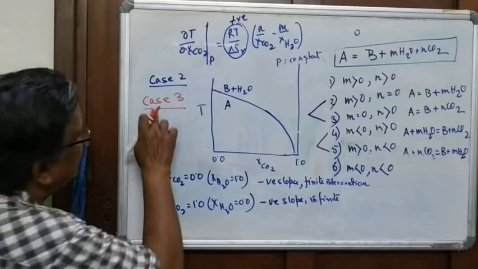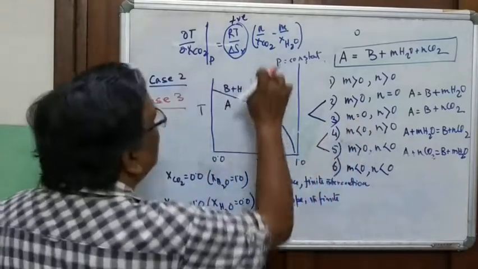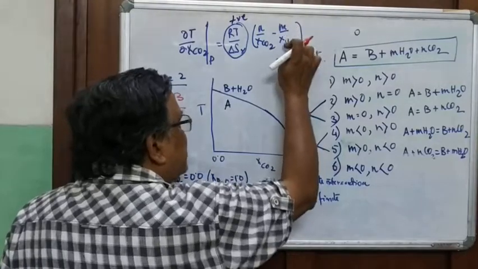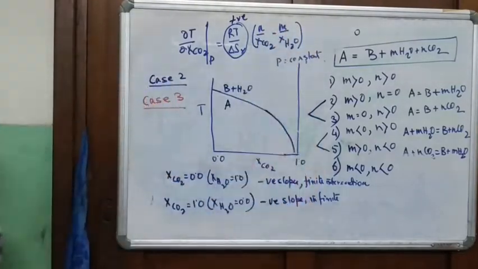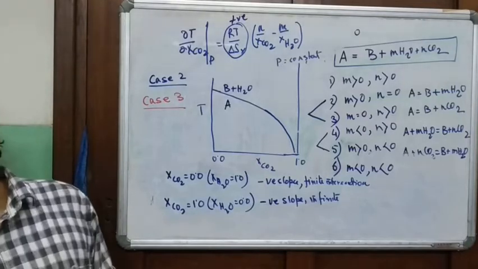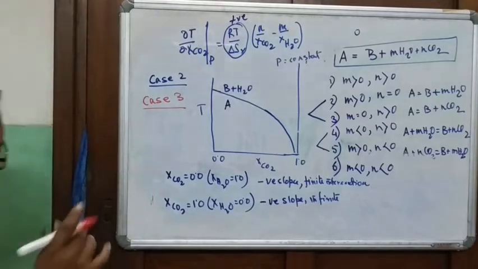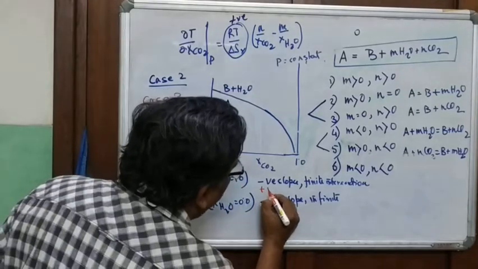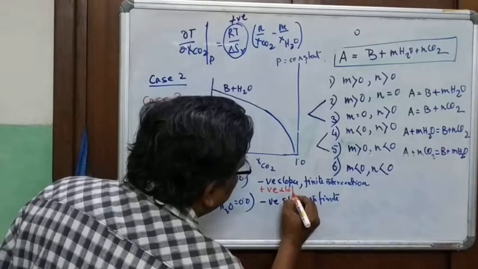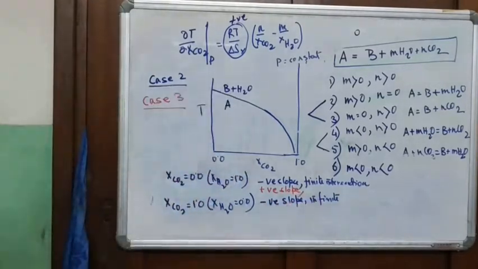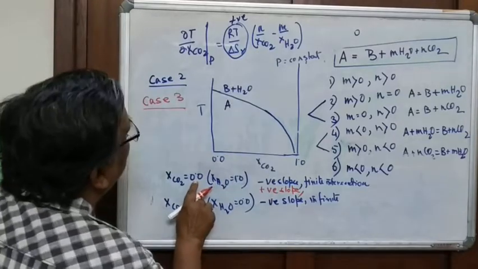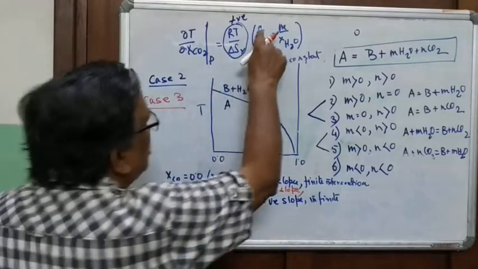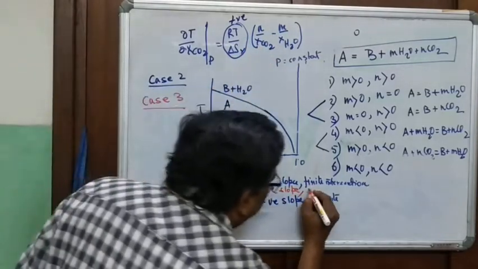Right now, if we take case 3, then M is equal to 0. That means this term is 0. If this term is 0, then we have a positive slope. It has to have a positive slope. And for XCO2 equal to 0.9, it would be a positive slope. Let's see again. At XCO2 equal to 0, this will be infinite.